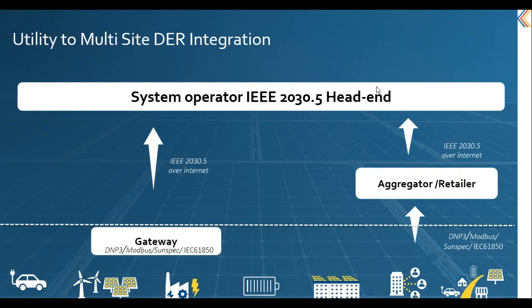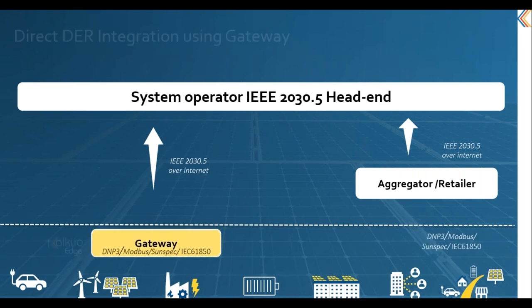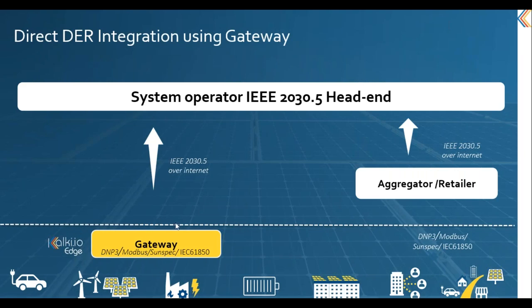Now look at the solutions provided by the utility. For the gateway, which supports different protocols to communicate with DRs, like DNP3, Modbus, IEC 101, 103, etc., there is a product called Calcio Edge, which is used for these applications.